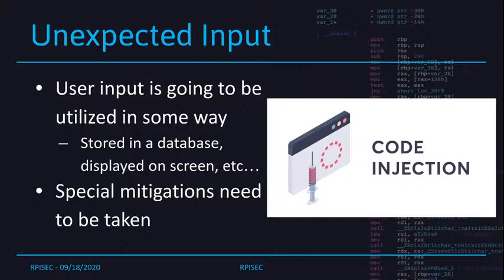Unexpected input is really more where it gets interesting. And that is because user input is going to be utilized in some way. You're not going to ask the user for information if you don't plan on using it. So it could be stored in a database, could be displayed on the screen, whatever you're doing. And in order to do that safely, you need to take special mitigations.